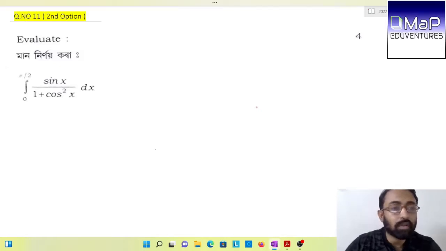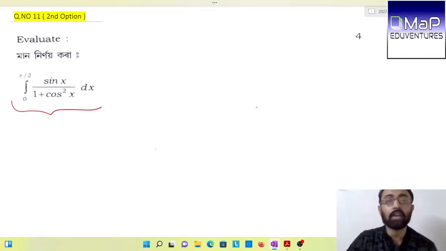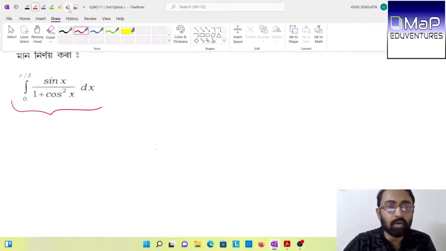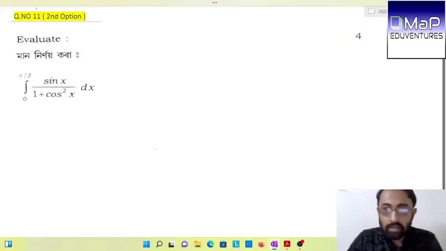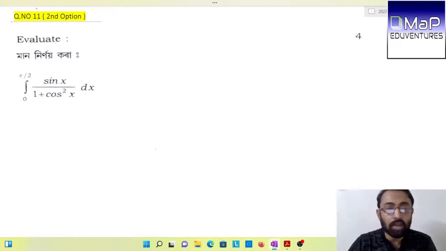Okay, so first question is given: evaluate the integral from 0 to pi by 2 of sin x by 1 plus cos x dx. Now here is a definite integral question. Definite integral questions generally make students a little uneasy. They feel a little bit worried and uneasy in attempting definite integral questions, but there is no problem if you properly know how to use the properties of definite integral. Okay, let us start with the given.